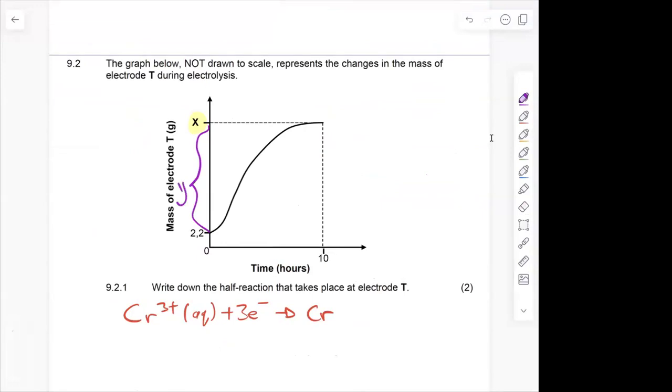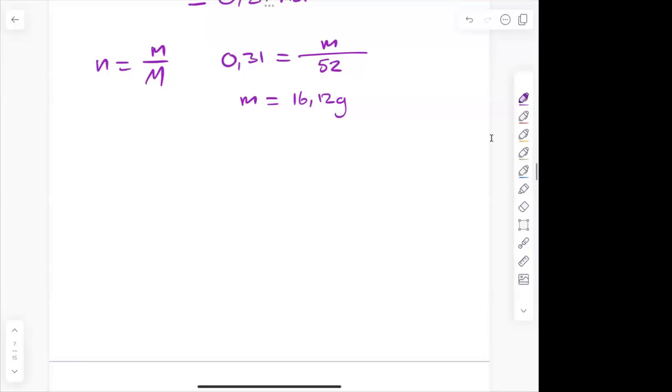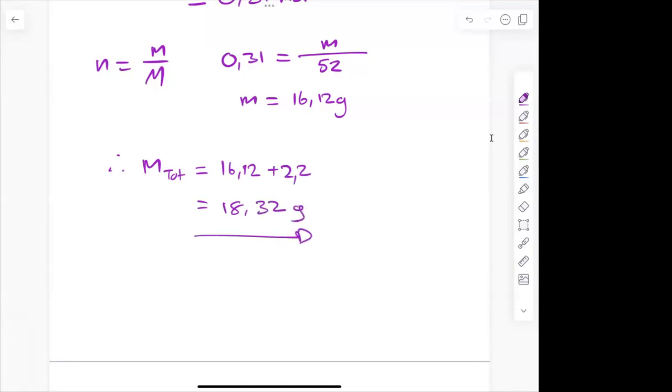We need to find the full mass of the electrode. And the full mass is going to be our answer plus this 2.2 grams. And that's very simple to do as a final step. So therefore, the mass total is going to be our answer, 16.12, plus the original 2.2 grams, which will give us a final answer of 18.32 grams. And we are done with this question.